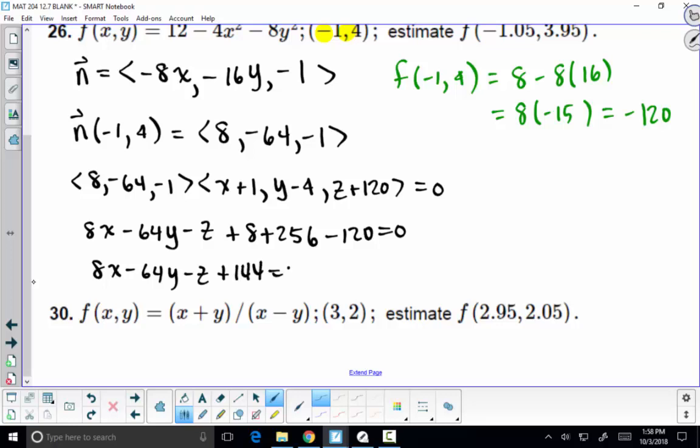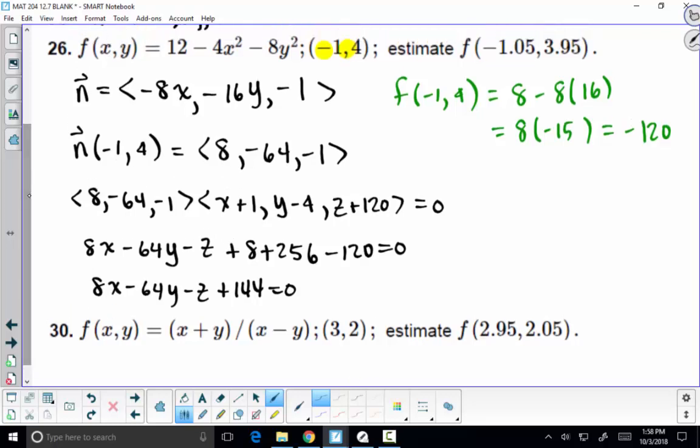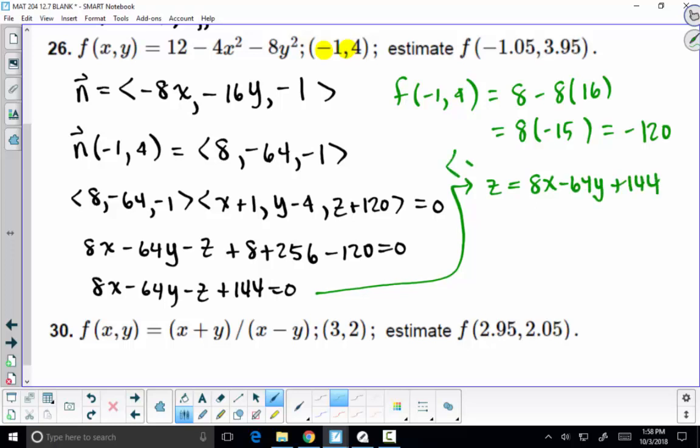Okay. So that's our tangent plane. I didn't write it in general form yet. We don't have to write it in general form here. So they want us to estimate that. So what I'm going to do is write the tangent plane as a function. So I'm going to solve for z. So z will equal, if we just add z to the other side, we get 8x minus 64y plus 144. So this is our linear approximation. That's L. So we just take the equation of a tangent plane and solve for z. That's the linear approximation. So now it says estimate f of that.